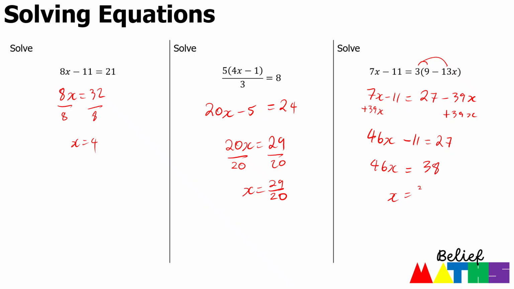So x equals 38 over 46. Now we can't just leave the answer like that because that's not fully simplified. So again, put that in your calculator, 38 over 46, and that gives us an answer of 19 over 23. So x equals 19 over 23, and that's our final answer for that one.